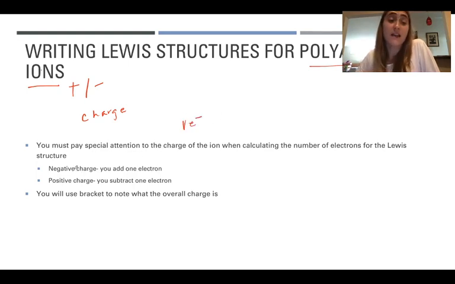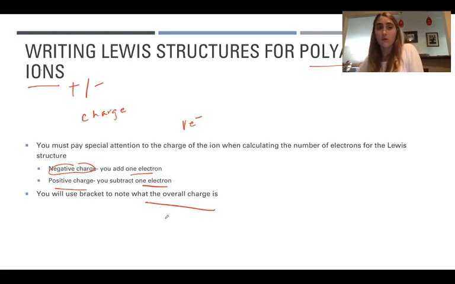So if you have an overall negative charge, then you're going to add an electron. If you have an overall positive charge, then you're going to subtract 1 electron. And we'll look at what this means. And we'll use bracket notation with whatever the overall charge is. So let's take a look at how we would draw this.